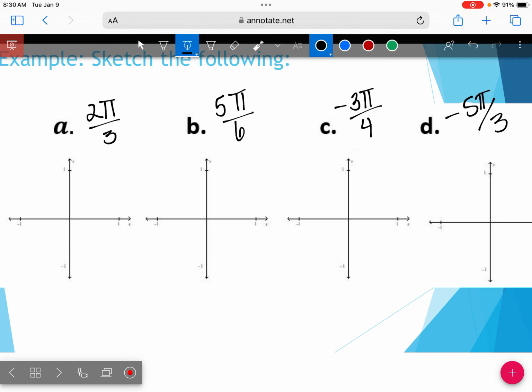Okay, show me with your fingers what quadrant did you land in for 2 pi over 3.